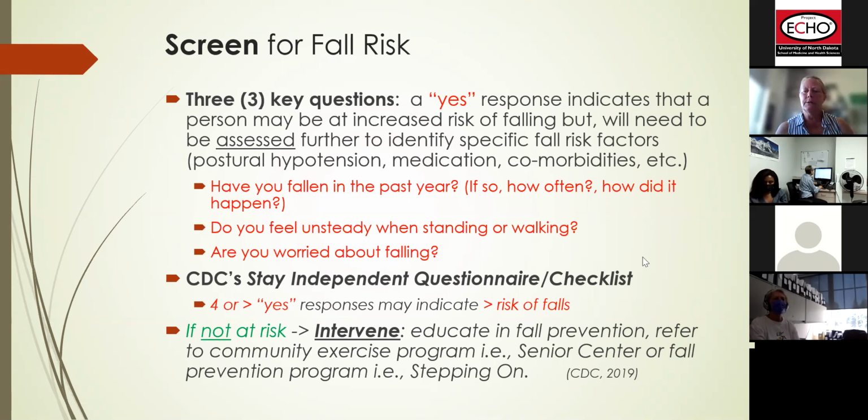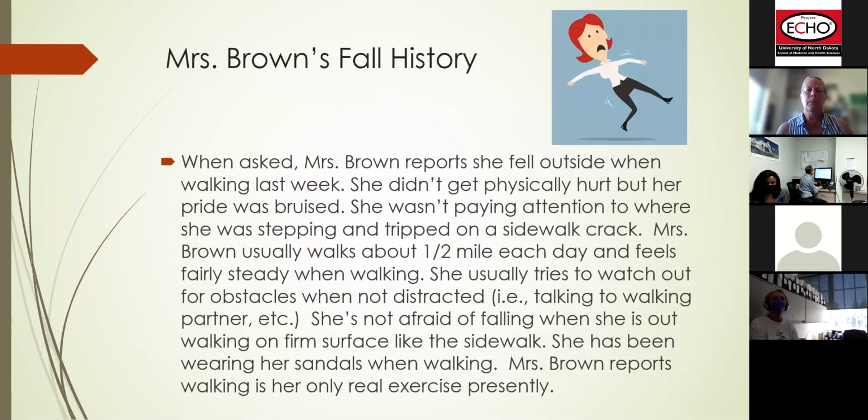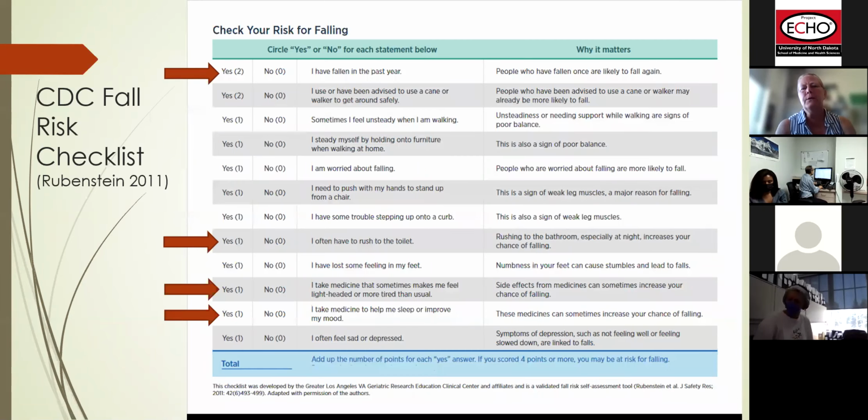So we'll look at this checklist right here. And the CDC fall risk checklist indicates, have you fallen in the last 2 years? If you answer yes to that, you actually score 2 points. Have I used a cane or walker? Sometimes I feel unsteady. I steady myself holding furniture, and you go through these questions. The other one that Mrs. Brown lost a point or gained a point on is I have to rush to the toilet. So she got a 1 for answering yes there.